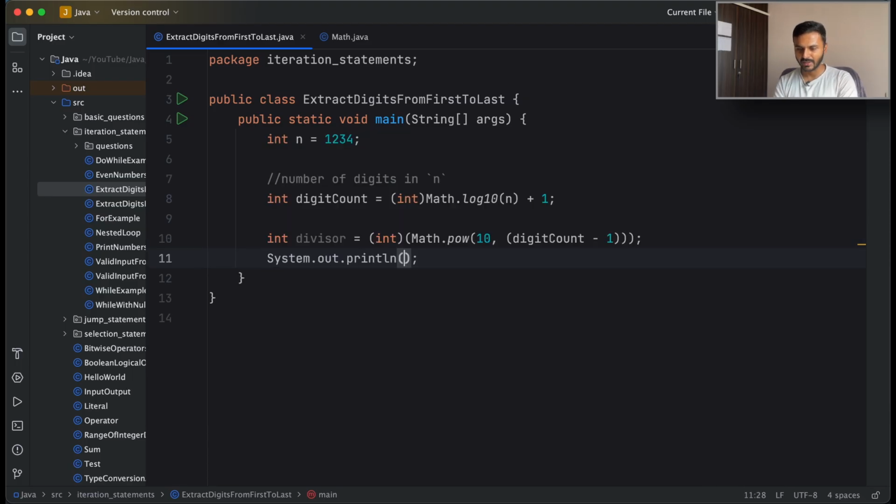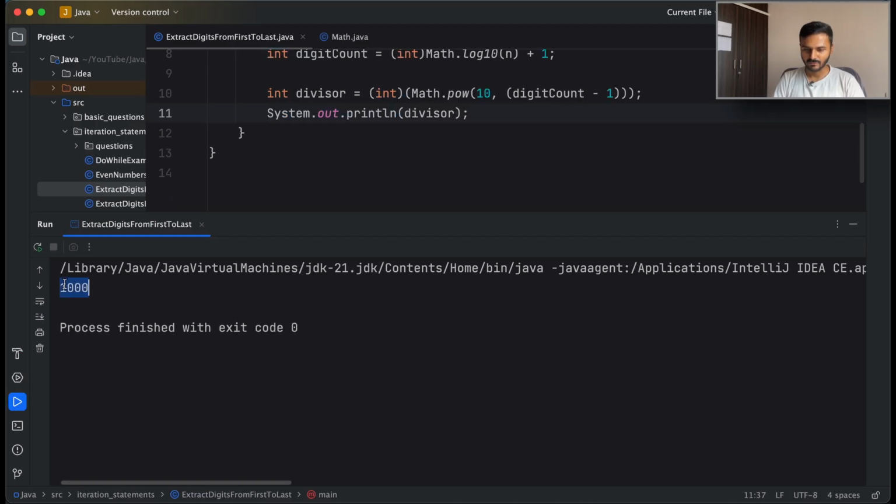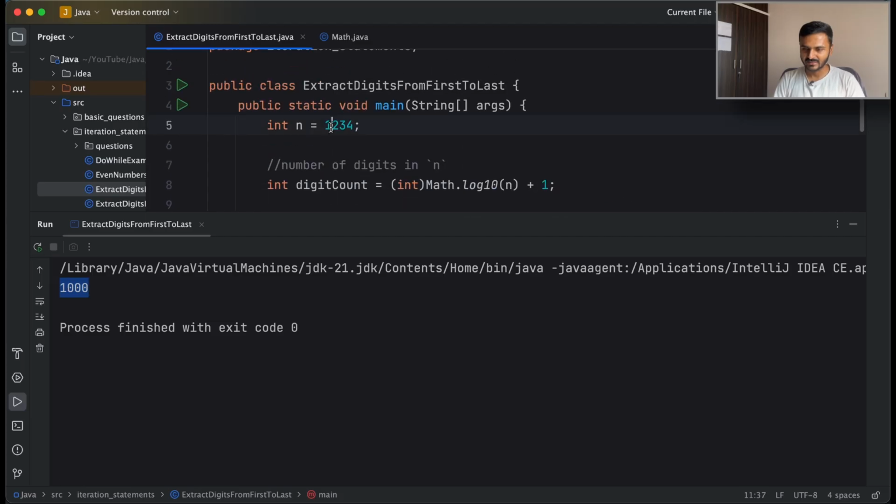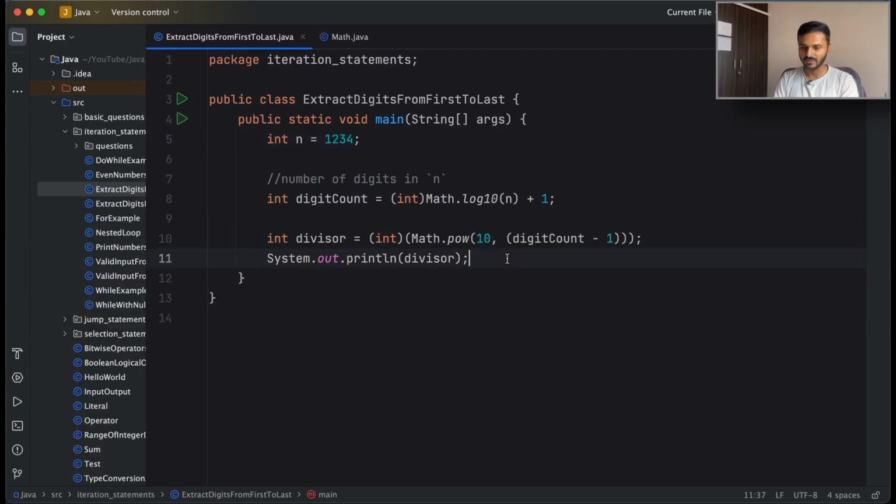So if I just print the divisor now and run the code, what do we expect? Well, digit count is 4. So divisor should be 10 power 3, which is 1000. So if I run the code, I expect 1000. And that's what we are getting. Now, if I change this 1234 to 234, we should be getting 100. And that's what we have. So it seems to be working absolutely fine, right? So let me revert it back to 1234 and let's continue with the code.